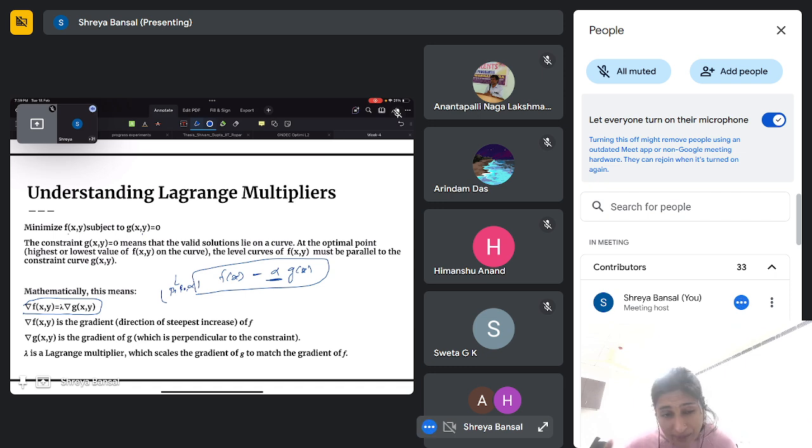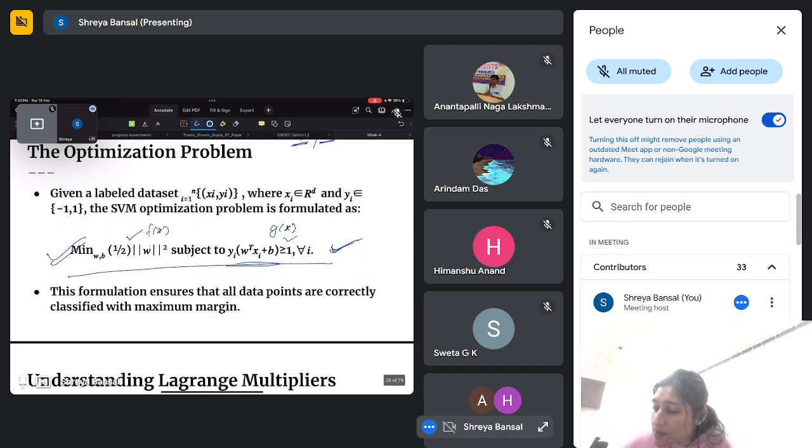But one thing: this g(x) should be of the form g(x) equal to 0. So if there is something on the other side, we have to move it to the left-hand side. Here you can see y_i f(x_i) greater than or equal to 1, so we move the 1 to the left side. We get y_i (w transpose x_i plus beta) minus 1 greater than or equal to 0. This constraint is called g. So now this is f(x), this is g(x), and f(x) minus alpha g(x) will be your new optimization problem from Lagrange multipliers.